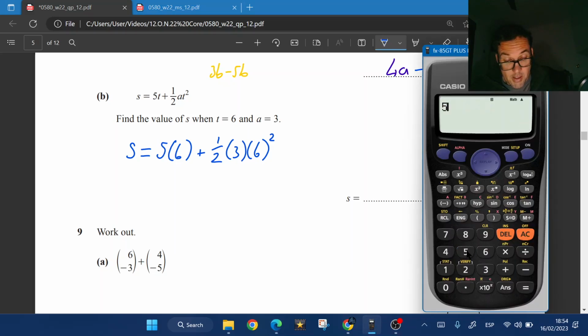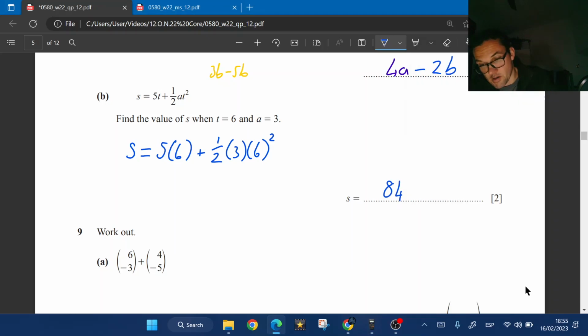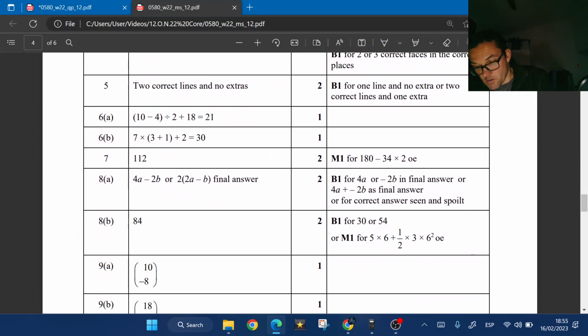Alright, so we just put that into our calculator. And there we go, 84, which is correct.